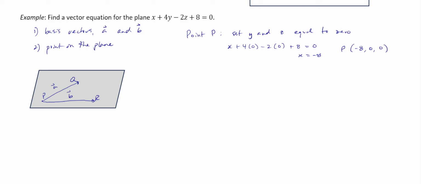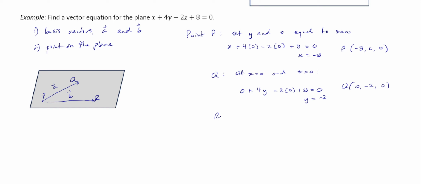We'll do the same thing for Q, except for Q, I'm going to set x equal to 0, and I'll set z equal to 0. So if x is equal to 0, then I have 0 + 4y - 2(0) + 8 = 0, and then y is equal to -2. So then Q is simply (0, -2, 0).